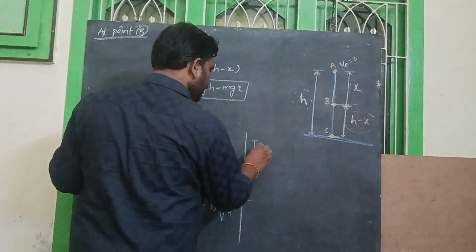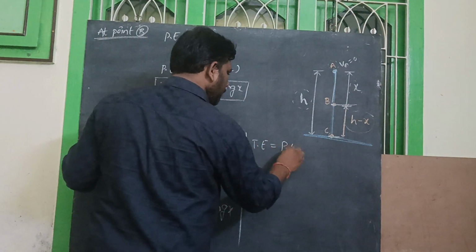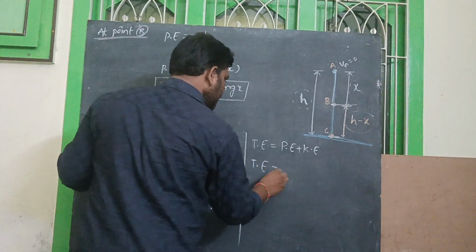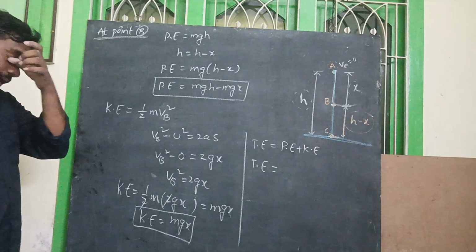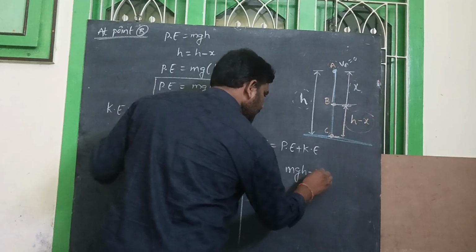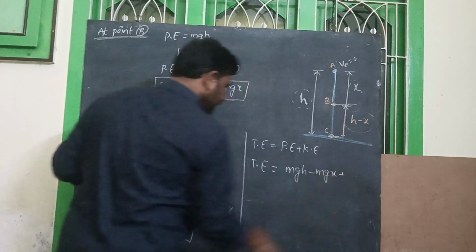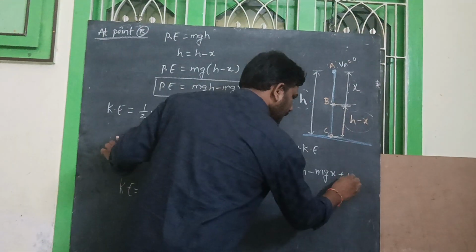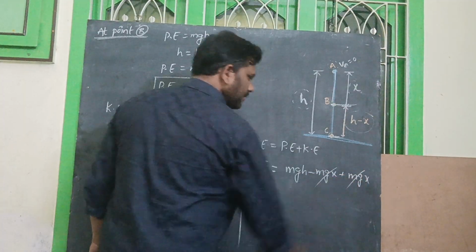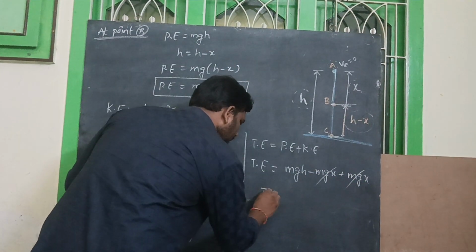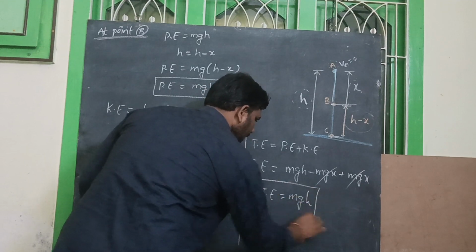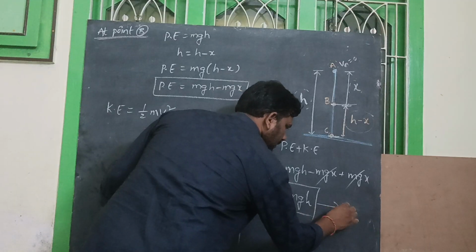Next we can find out the total energy. What is the total energy formula? Total energy is equal to the sum of the potential energy plus kinetic energy. The potential energy is mgh minus mgx, and the kinetic energy is plus mgx. Here minus mgx plus mgx cancel. Then the total energy is mgh. So this is the second equation.